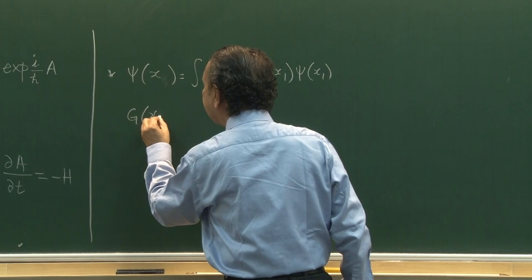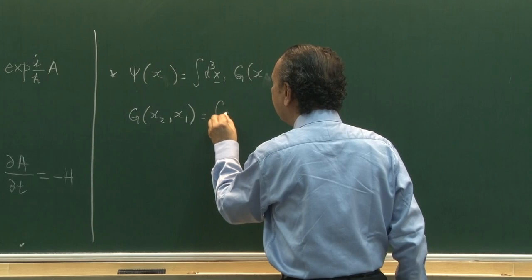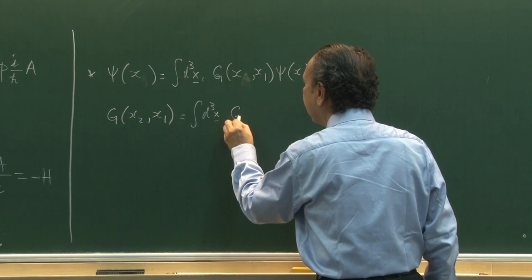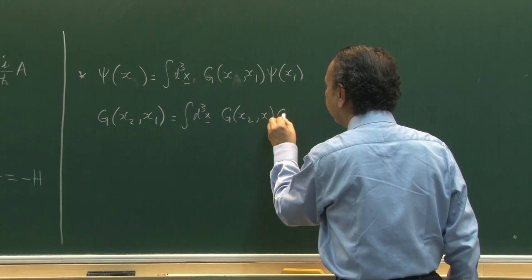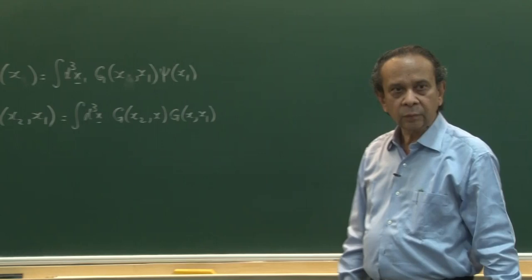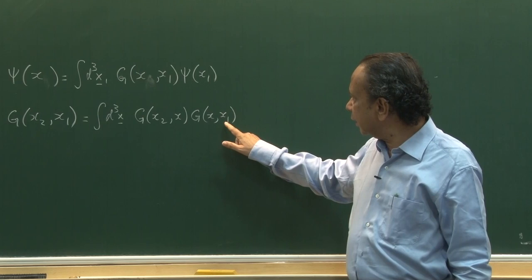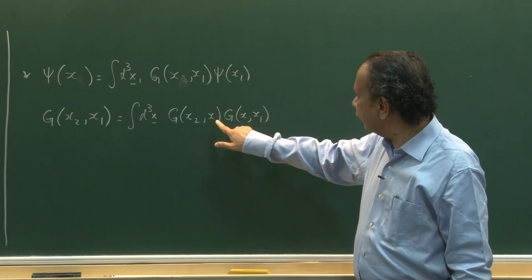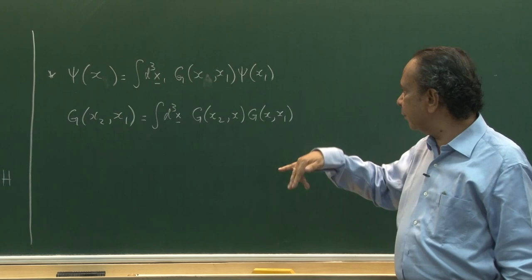That's g at x2, x1 should be equal to integral over d3x of an intermediate point of g at x2, comma x, g at x, comma x1. So what are we saying here? Physically, this seems obvious. An amplitude for the particle to propagate from some x1 to x multiplied by the amplitude for it to go from x to x2, with all intermediate points x, should be equal to the amplitude for it to propagate from x1 to x2.